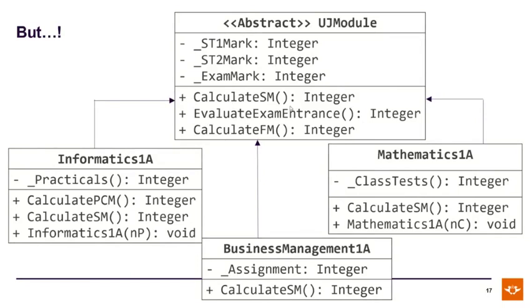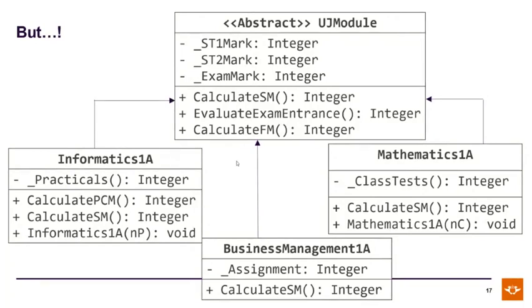You've got calculate semester mark. You've got evaluate exam entrance, which will be based on the semester mark. And then you've got your first semester test, your second semester test, and your exam instance variables, which keep track of your marks there. But with informatics, you've got practicals. Mathematics, you've got class test. And with business management, you've got assignments.